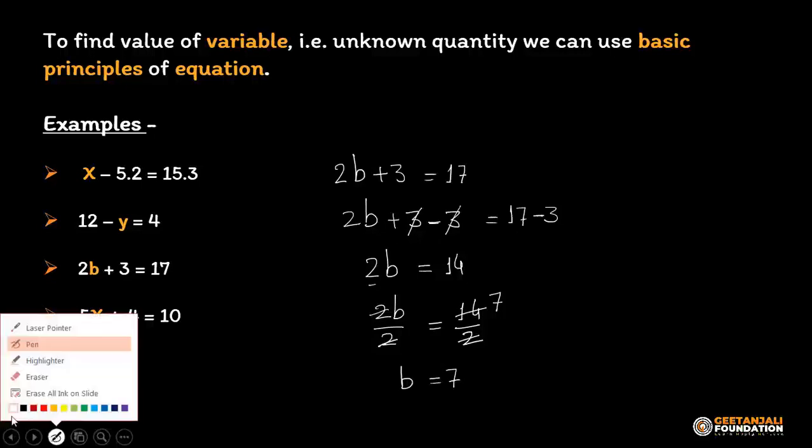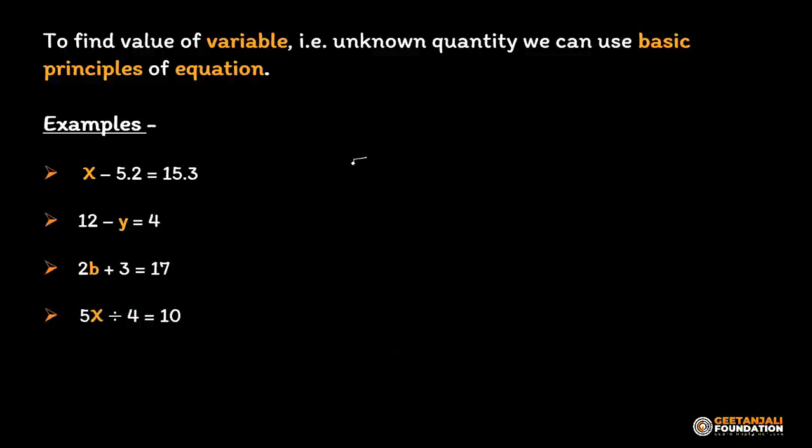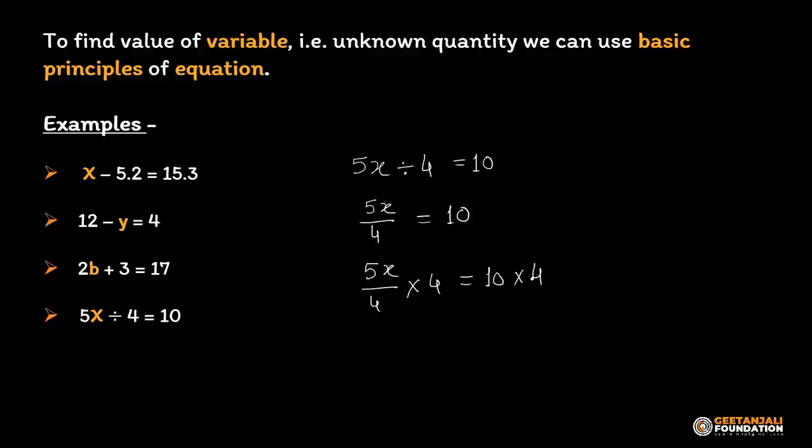Now let's take the last example. Here in this example, I have 5x divided by 4 is equal to 10. Let me rearrange these numbers. So I can write 5x upon 4 is equal to 10. For this 4, first of all, as it's in division, we will multiply both sides by 4. So 5x divided by 4 times 4 will give you 10 times 4 on the right side. This will get cancelled, and here you have got 5x is equal to 40.